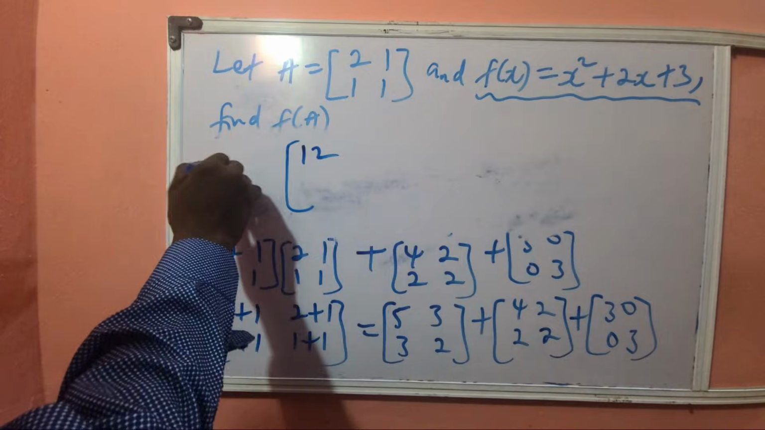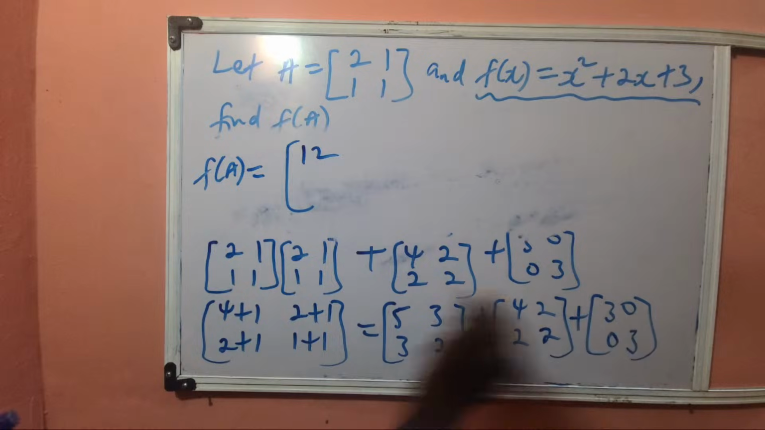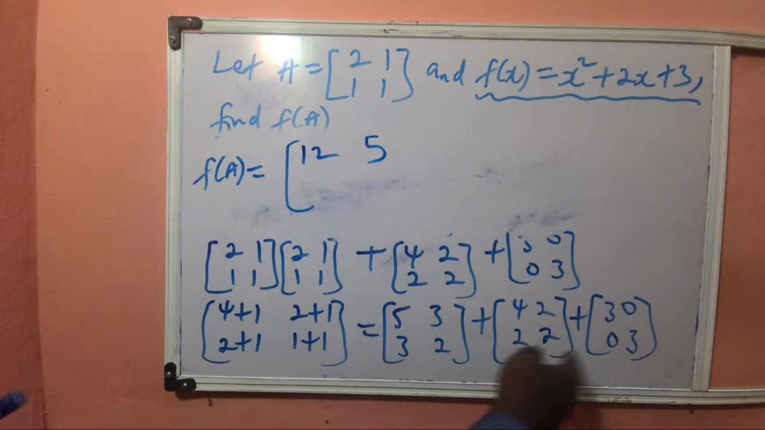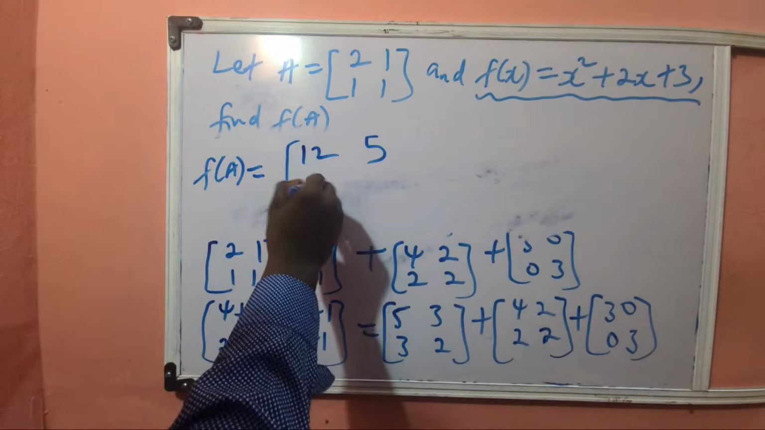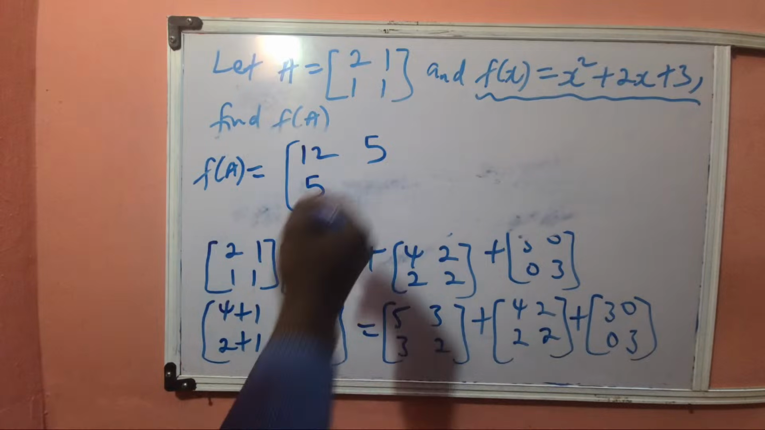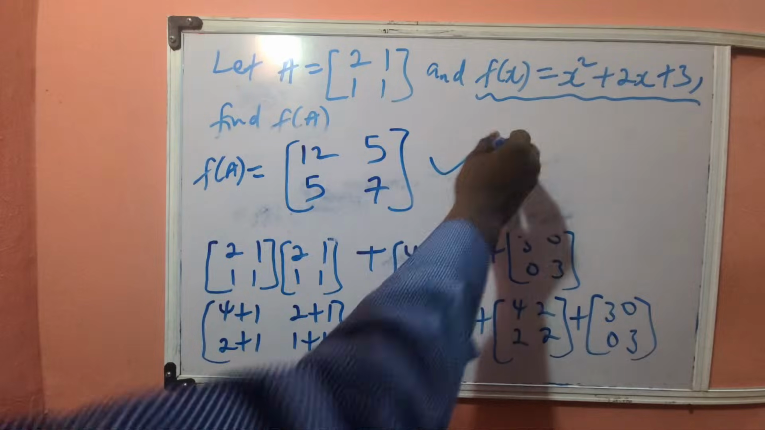This is f of A. The next one, 3 plus 2 plus 0, that will be 5. Then 3 plus 2 plus 0, that will be 5. Then 2 plus 2 plus 3, that will be what? 7. This is the answer.